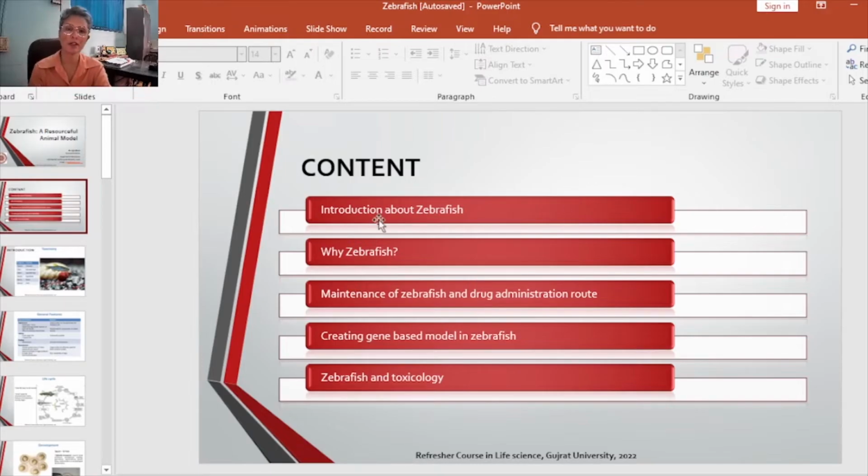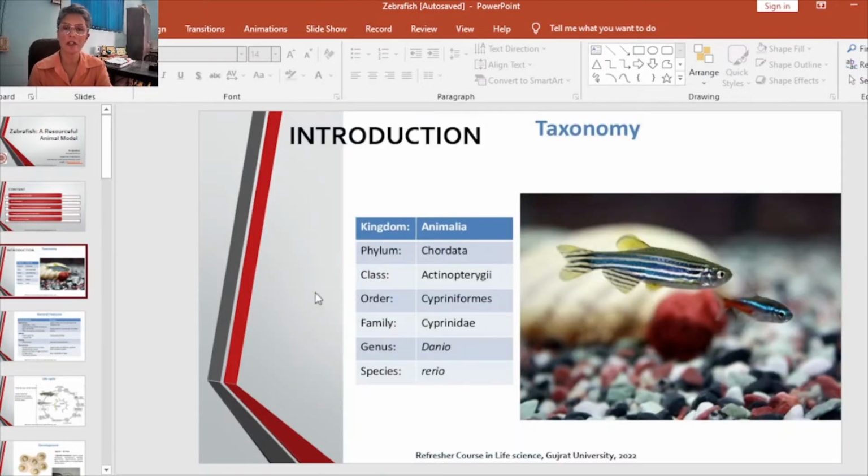So this is the table of my content. First of all, we'll talk about the introductory aspects of zebrafish, why zebrafish is beneficial, maintenance of zebrafish, creating gene-based models in zebrafish, and zebrafish toxicology.